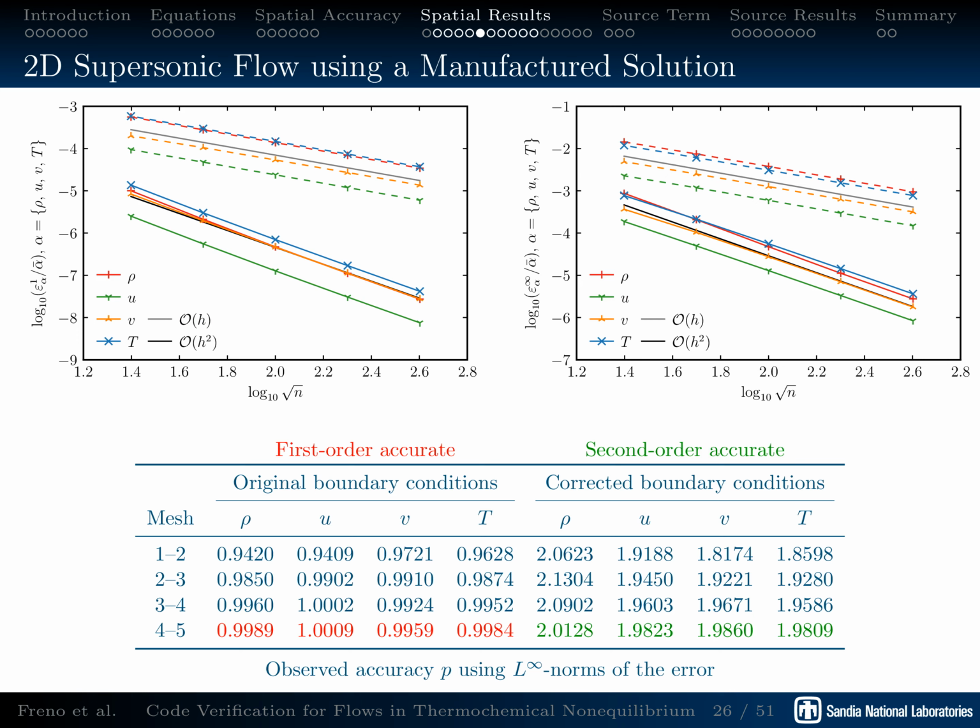This slide is similar to what we saw previously. However, this time the reduction in accuracy from the lower order boundary conditions is propagated into the entire domain such that both norms indicate first order accuracy. Nonetheless, upon correcting the boundary conditions, we achieve second order accuracy in both norms.